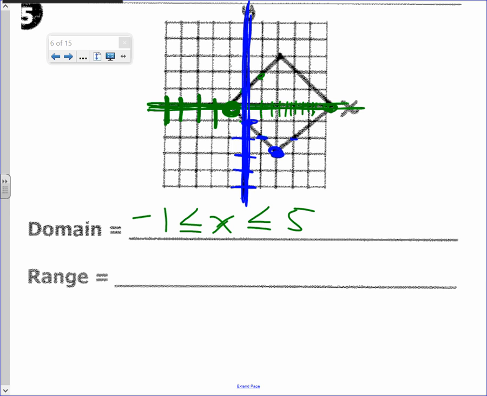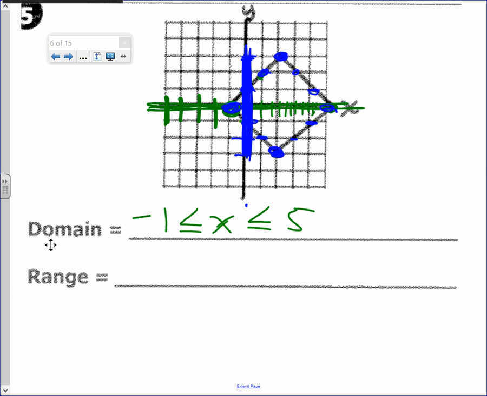Y values of negative 1 here. Y values of 0 right here. Y values of positive 1 right here. Y values of positive 2 and a y value of positive 3, and it stops there. So it seems like y can be whatever. Okay, I'm going to highlight whatever's in blue. From here to right there. So y can be any numbers where I just colored in blue.